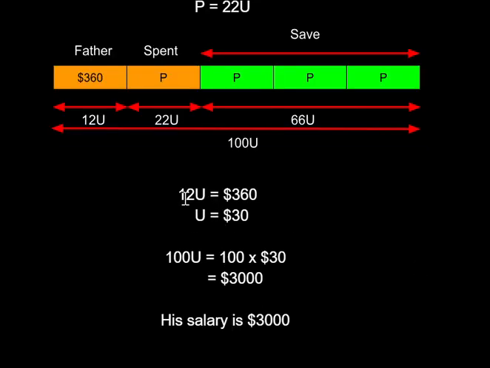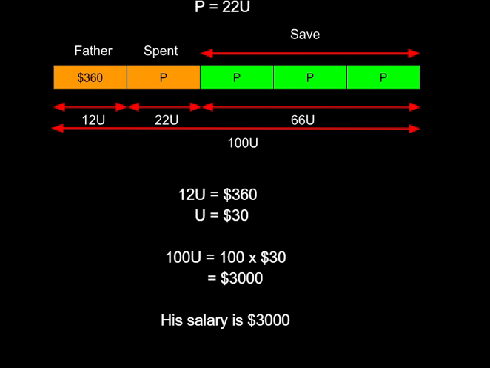So now I do 12 units is equal to $360. 1 unit is equal to $30. So for 100 units, you take 100 multiplied by $30, which is equal to $3,000. So his salary is $3,000. Okay. Now this is the first method that I used, the model method.